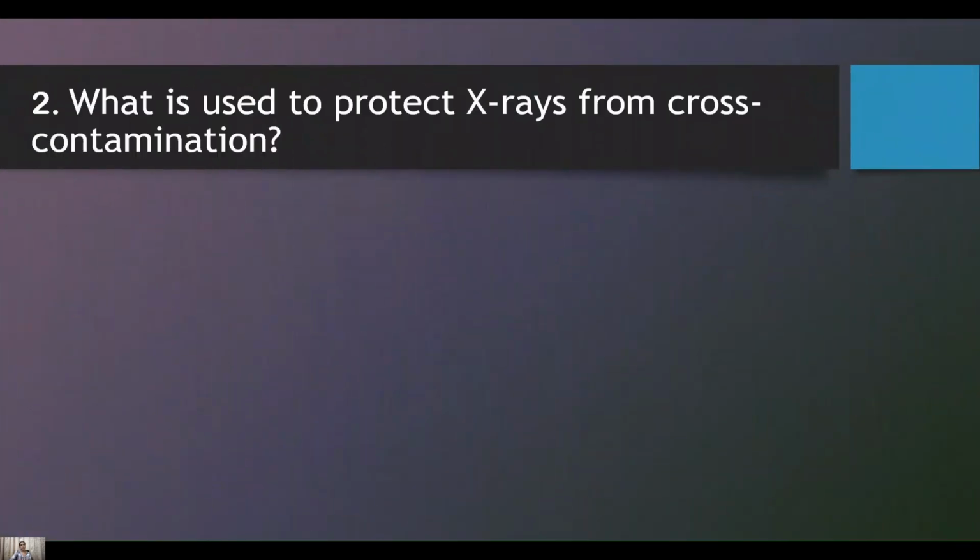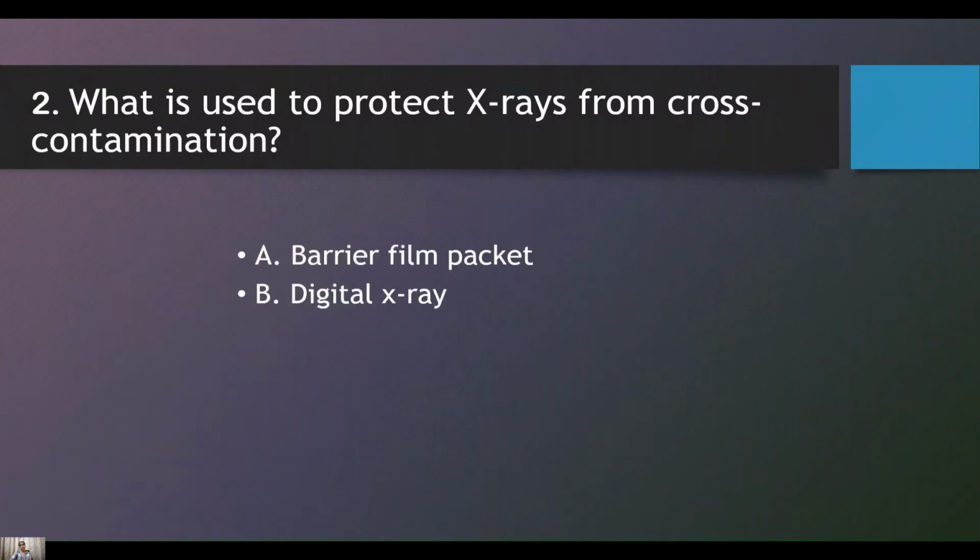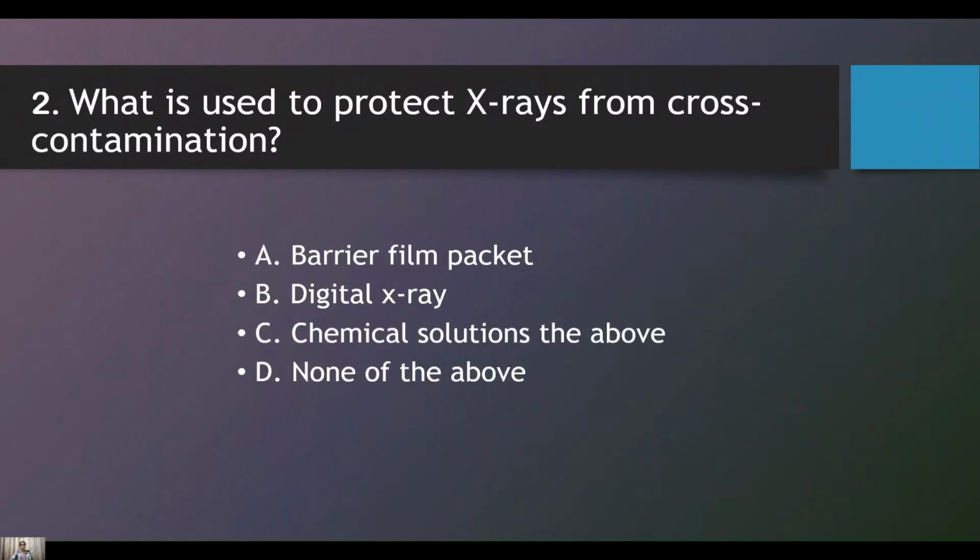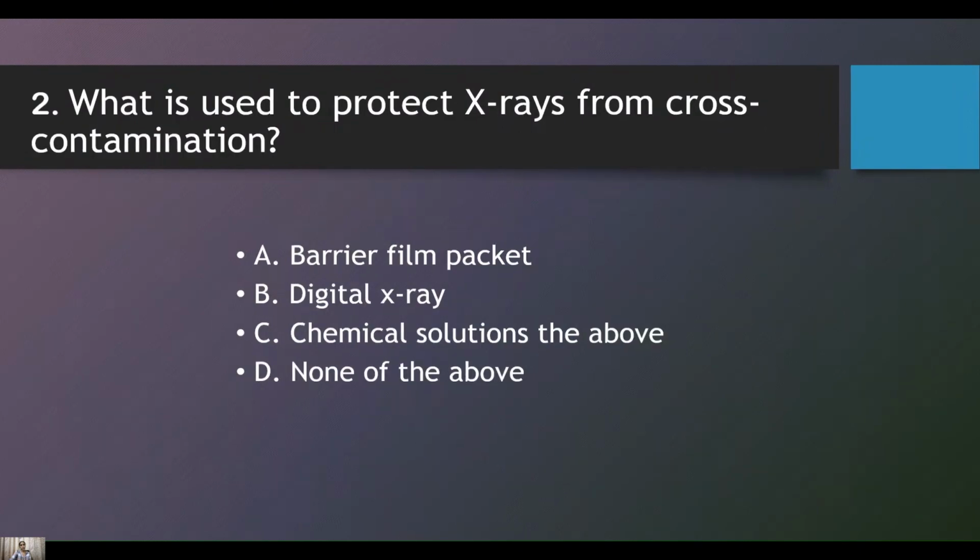What is used to protect X-rays from cross-contamination? Is it A, barrier film packet, B, digital X-ray, C, chemical solutions, or D, none of the above? The absolute right answer here is A, barrier film packet.